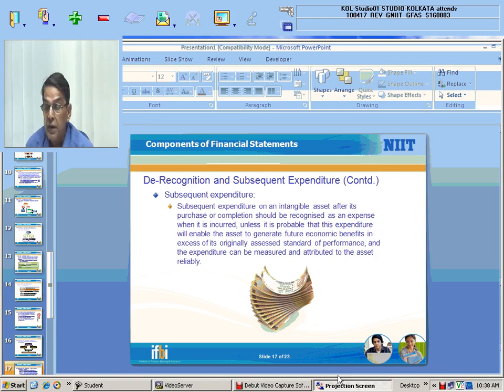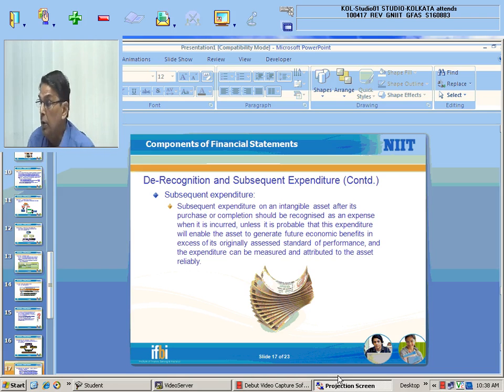And moreover, this expenditure can be measured and attributed to the asset reliably. If that condition is met, that means the subsequent expenditure incurred on an intangible asset will generate future economic benefits in excess of the originally assessed standard of performance of that particular asset, and the expenditure can be measured reliably and attributed to the asset, then it can be capitalized. Only under that condition can it be capitalized, otherwise it will be treated as a revenue expenditure and expensed to the profit and loss account.